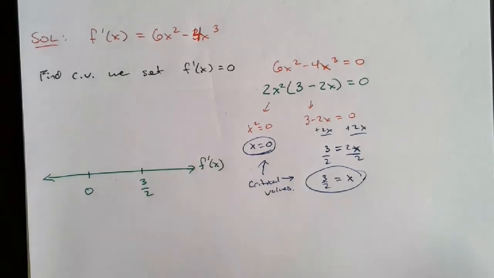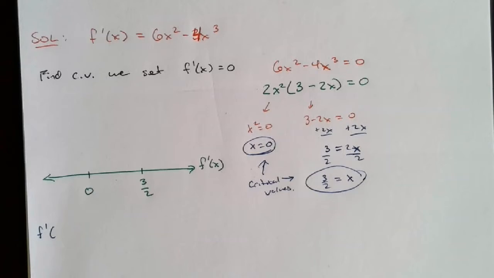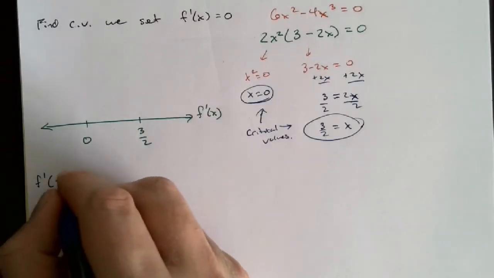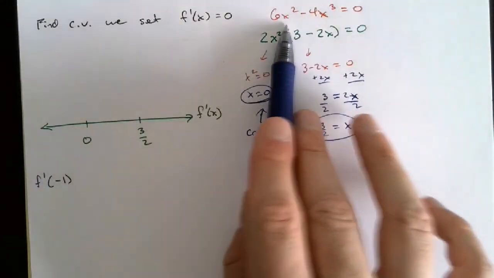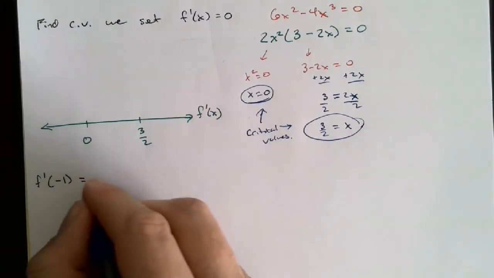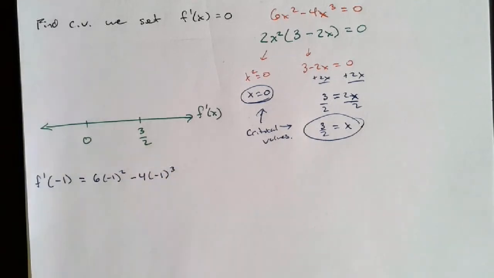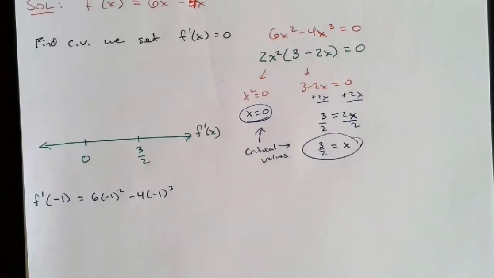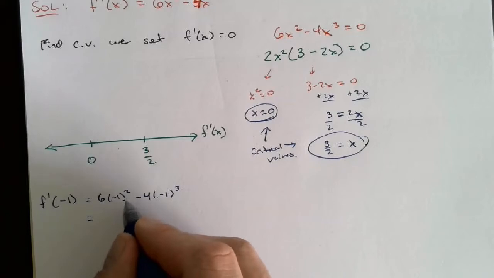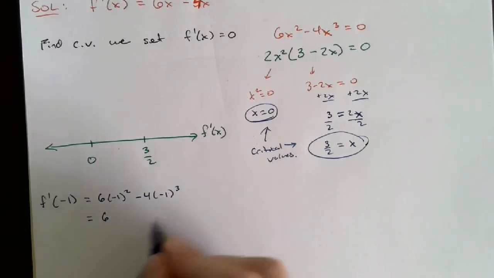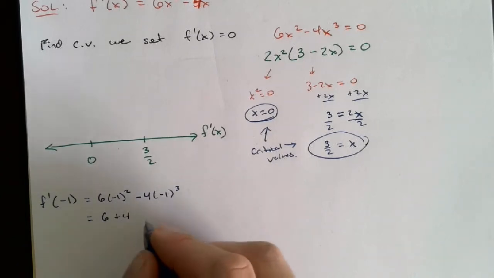So if I was to test something to the left of 0, I'll pick negative 1. So f prime of negative 1. Remember, you're substituting into f prime of x, not the original. So this would equal 6 times negative 1 squared minus 4 times negative 1 to the third power. Negative 1 squared is just a positive 1, times 6 will be 6, minus negative 1 cubed is a negative, and negative times that makes a positive 4. So 6 plus 4 equals 10.